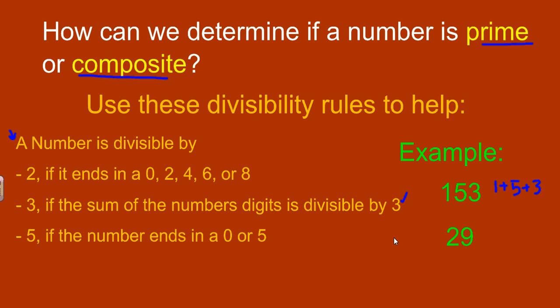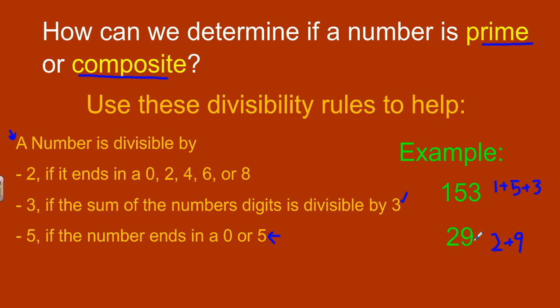29. Is it divisible by 2? No, because it does not end in 0, 2, 4, 6, or 8. It ends in a 9. So we move on to divisibility by 3. Well, if we find the sum of the number's digits here, we have 2 plus 9, and that equals 11. 11 is not divisible by 3, so 29 is not divisible by 3. Does it end in a 0 or a 5?